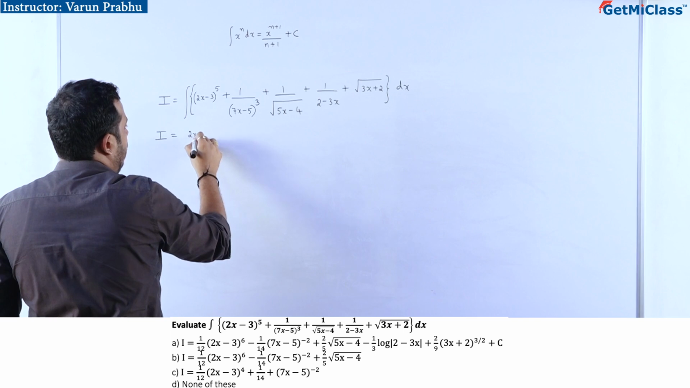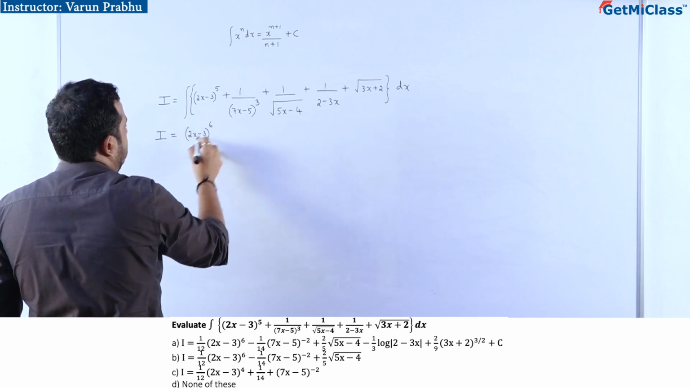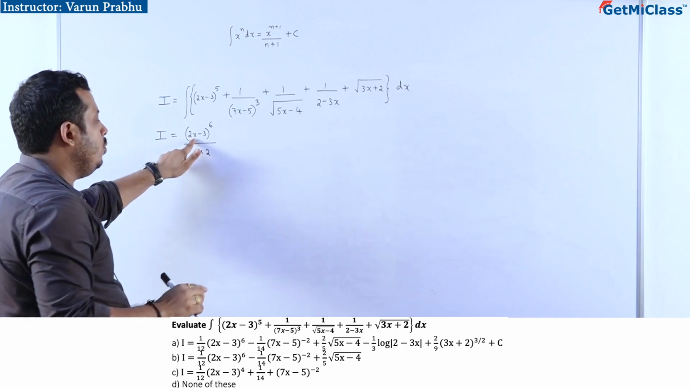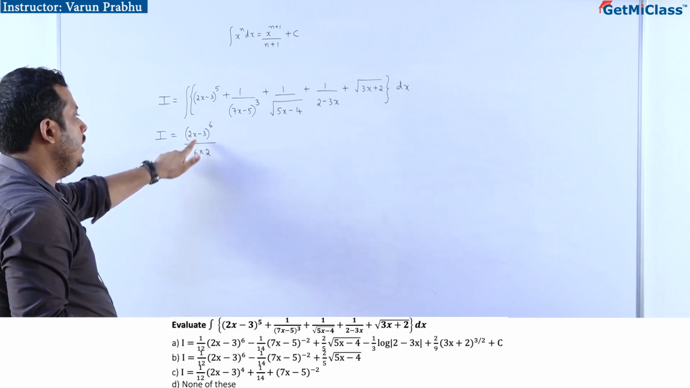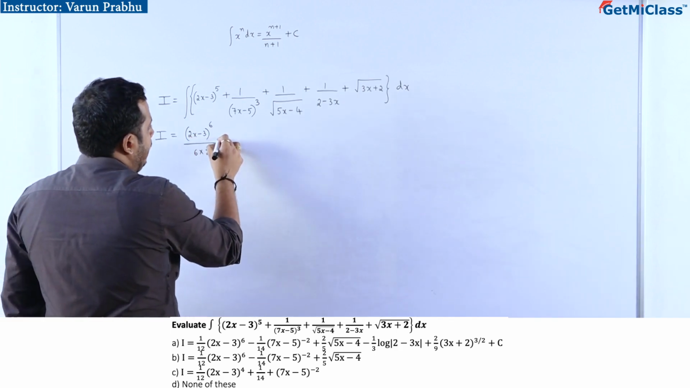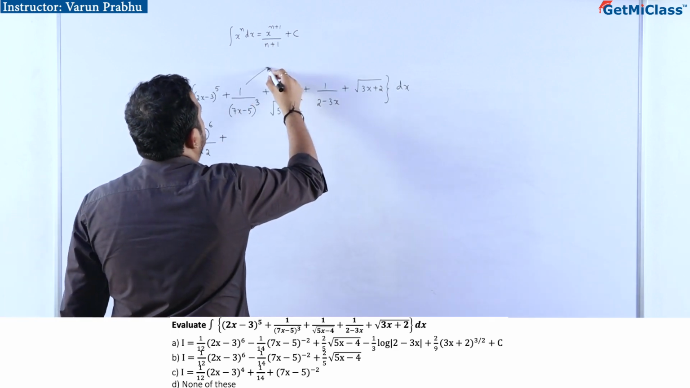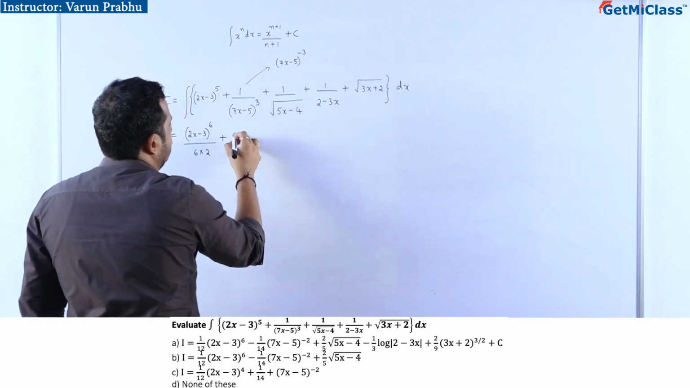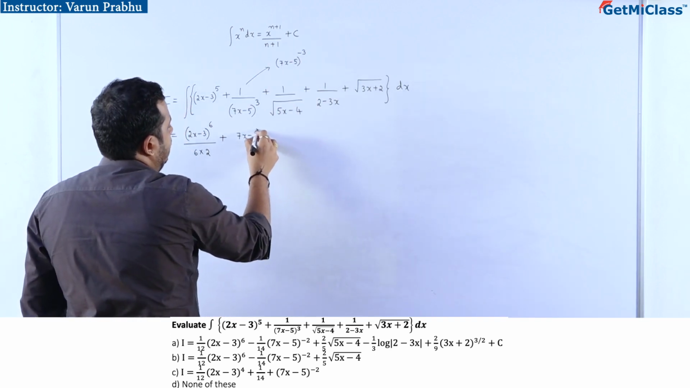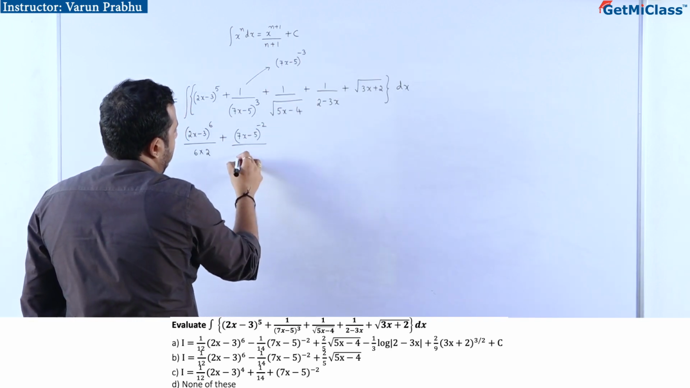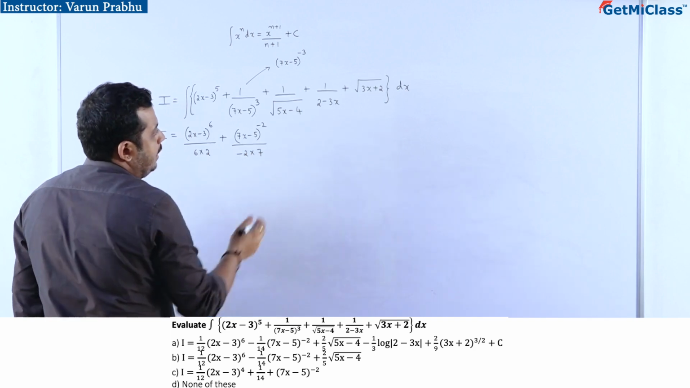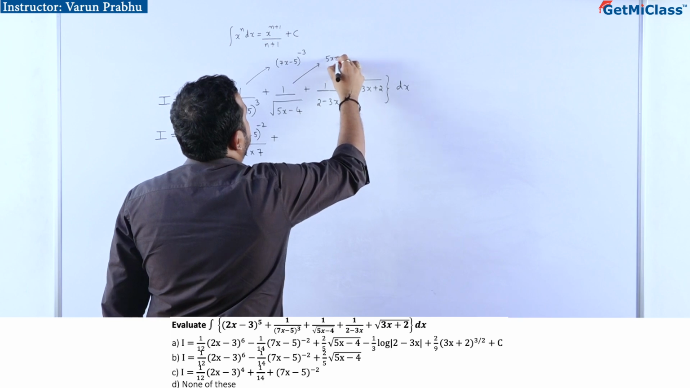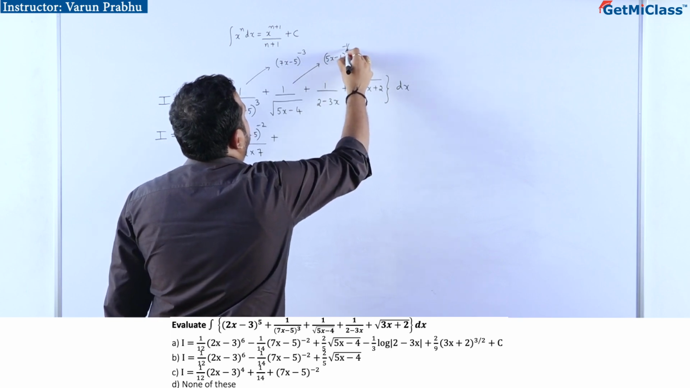So I can say (2x minus 3) to the power of 6 divided by 6 multiplied by 2. See, according to the chain rule of differentiation, a factor of 2 should have come in here, so we divide by 2, correct? Plus this part can be written as (7x minus 5) to the power of minus 3. So I can say (7x minus 5) to the power of minus 2 divided by minus 2 multiplied by 7, correct? Plus this part can be written as (5x minus 4) to the power of minus half, correct?